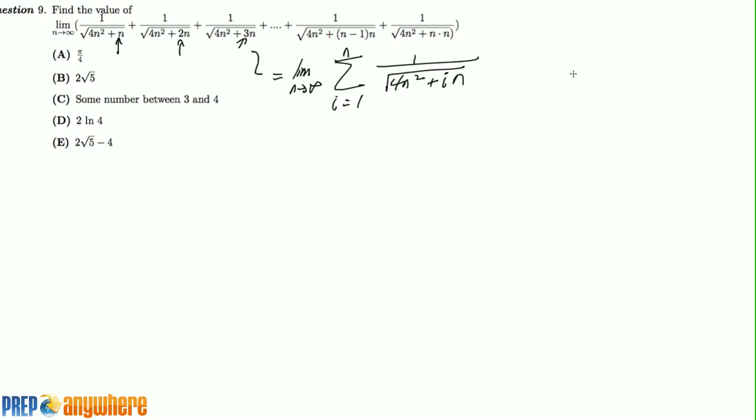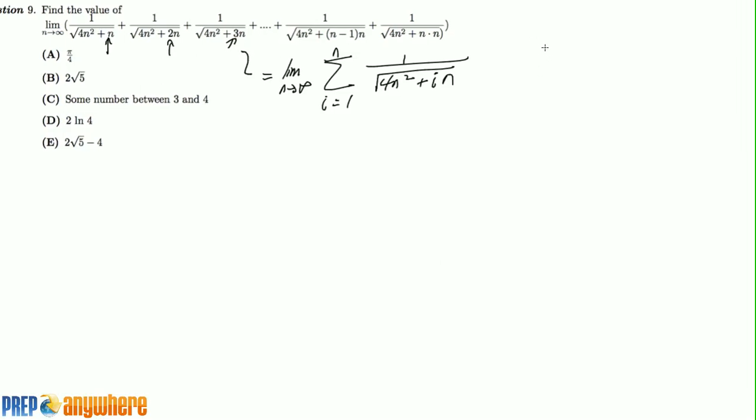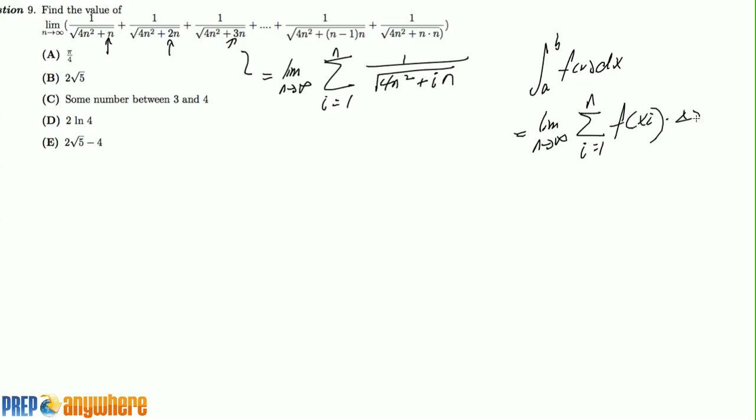Okay, so let's compare with the definition of the integral. If you have the integral from a to b of f(x) dx, what that means is the limit as n approaches infinity of the sum from i equals 1 to n of f(xi) times delta x, where delta x is equal to the interval length, which is b minus a, divided by n.